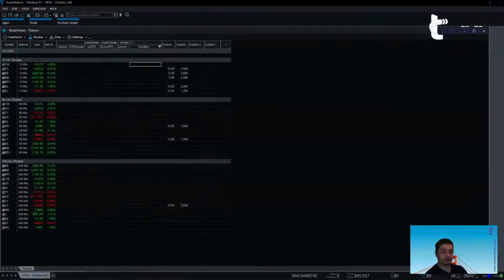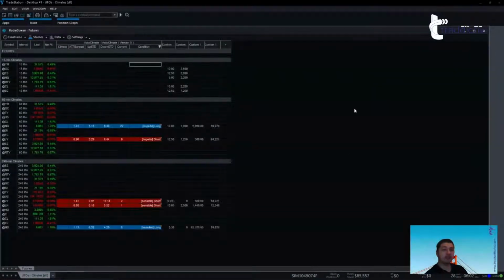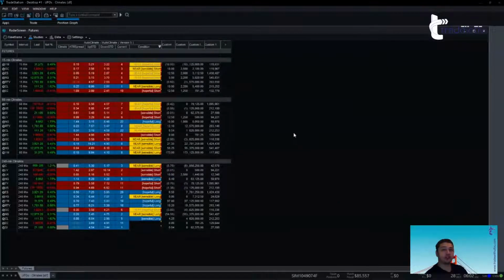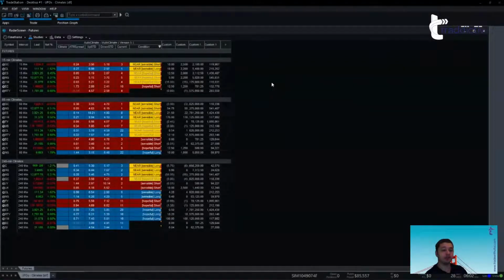I'm just going to go ahead and disable this here. Wait for TradeStation to load up. And let's go ahead and look. So this is what our climate window would look like.